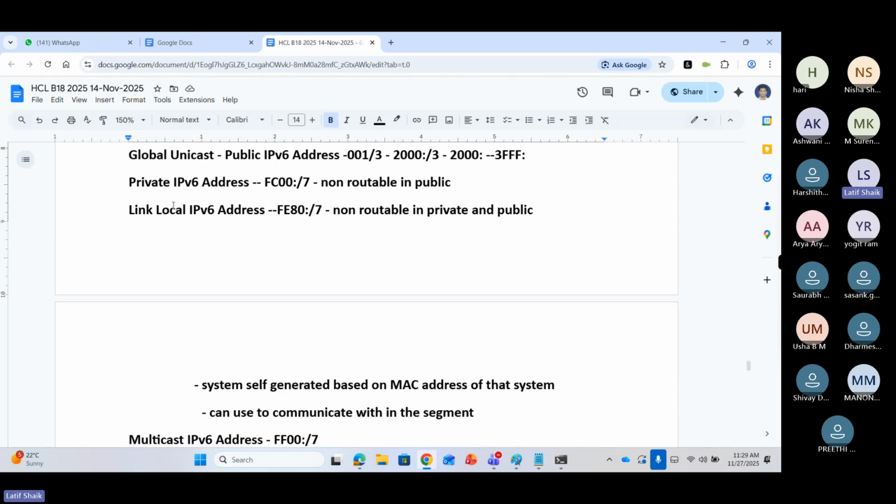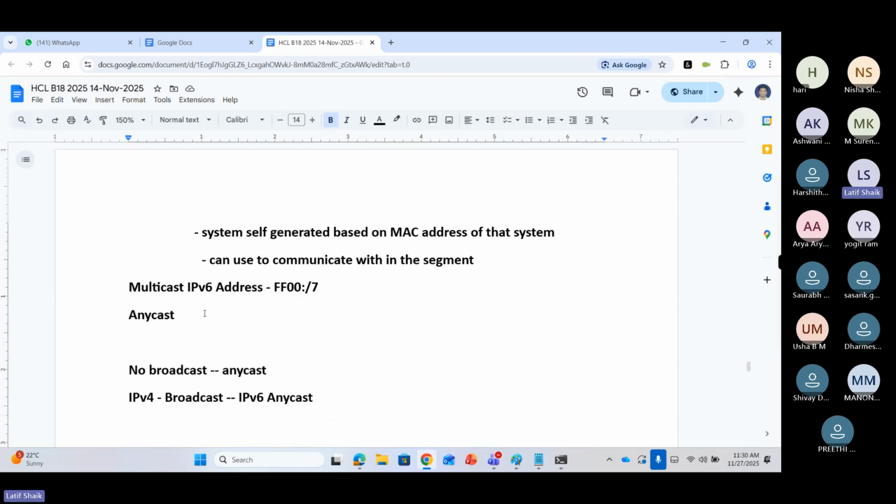So link local means a system self-generated IP address based on the adapter's MAC address, which is used to communicate within the segment only. Okay, the link local IP address starts with FE80 colon. It is not routable for public. With this IP, you can't communicate to the public network, and it is non-routable in private and non-routable in public also.